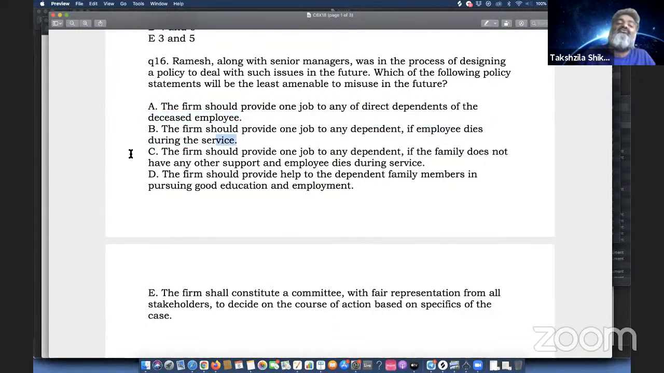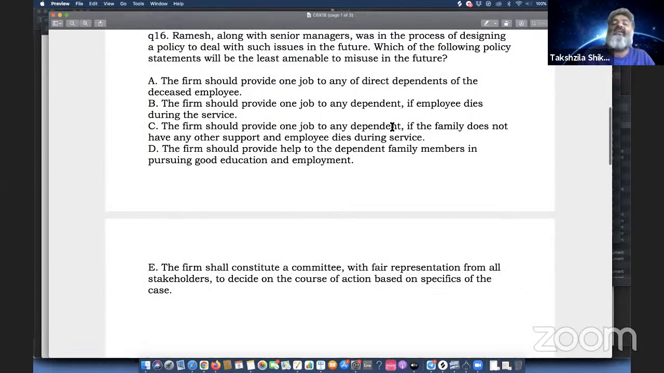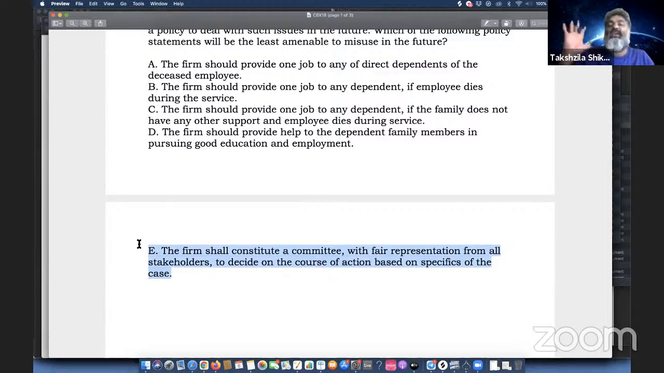So if I just gave you option A and option B, then you would have gone for option B. The firm should provide one job to any dependent if the family does not have any other support and the employee dies during service. So again, it looks better than the previous one, but then finally you come down to E, which says, okay, I will see what the situation is. I will include all the stakeholders, that means family members, maybe some members of the organization, the CEO, etc.